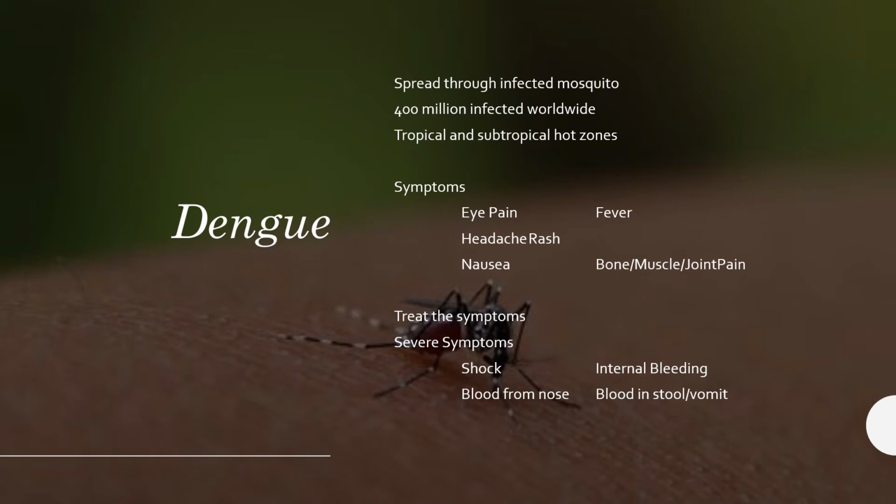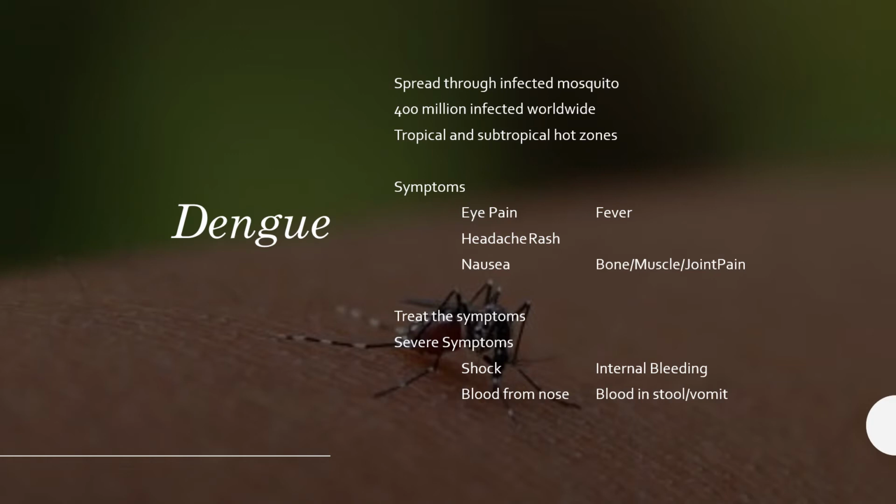So for symptoms, about 1 in 4 people actually get sick, and these symptoms can vary from mild to severe. They can definitely be life-threatening within a few hours and require hospitalization. So we want to look out for eye pain, fever, a headache, rash, severe bone, muscle, joint pain, so like body aches, and any nausea, vomiting.